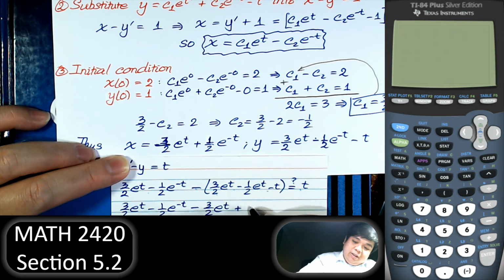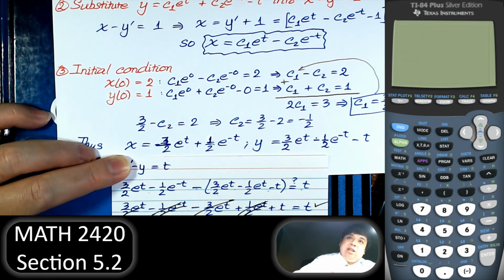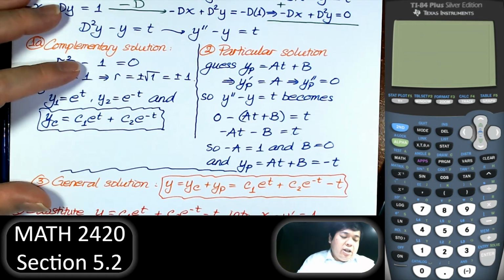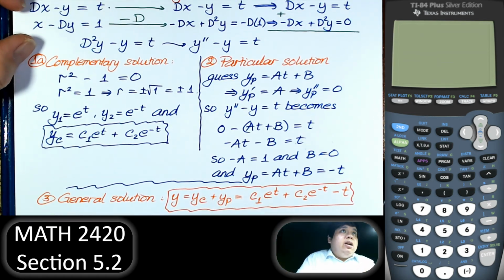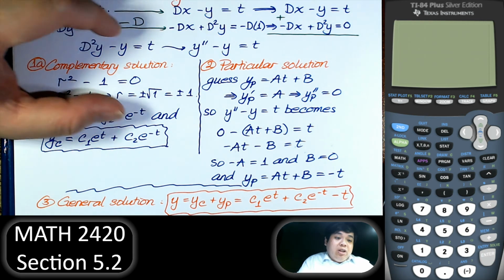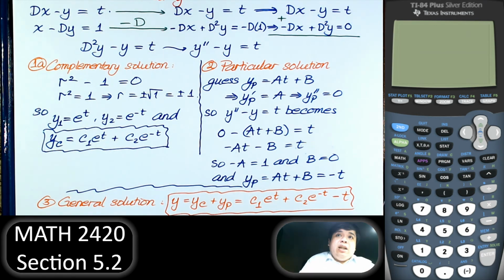Yes, so let's check it out. We cancel this out, t equal to t. Yeah, so that checks. So the point here is we rewrite the system of equations using the operator D and do the elimination. Either eliminate X and solve for Y, or eliminate Y and solve for X.